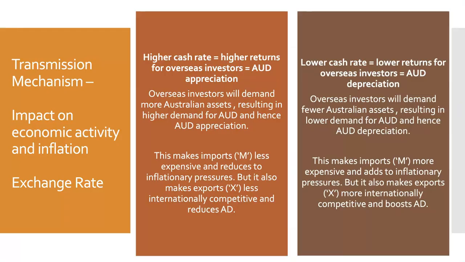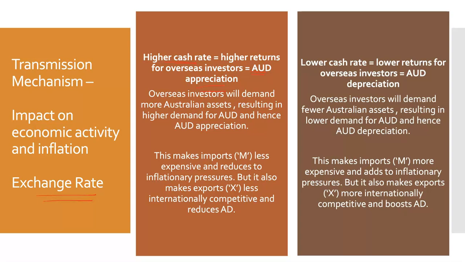And I believe this is the last one. The last way that cash rates and interest rates can impact things is the exchange rate. If we have a higher cash rate, we are going to have higher returns for overseas investors. People are going to be more likely to demand Australian assets. They're going to want to get that higher return. What does that mean? A higher demand for our exchange rate, for our Australian dollar, and this will lead to an appreciation of the Australian dollar.